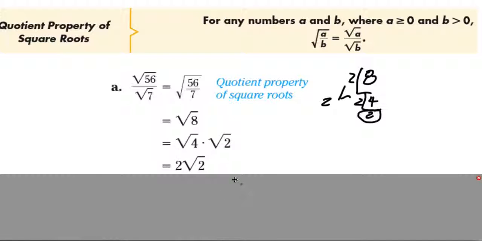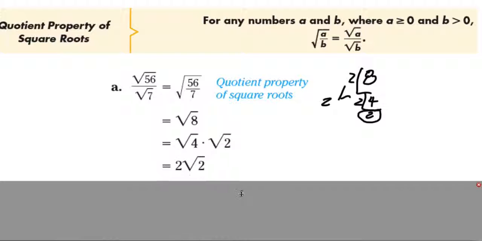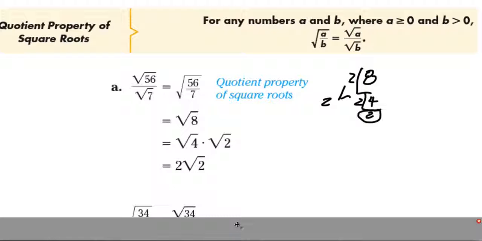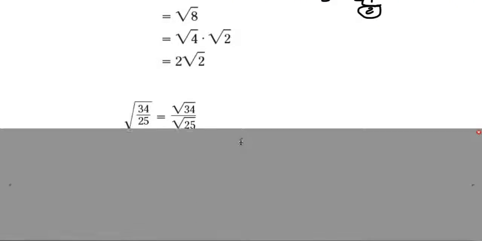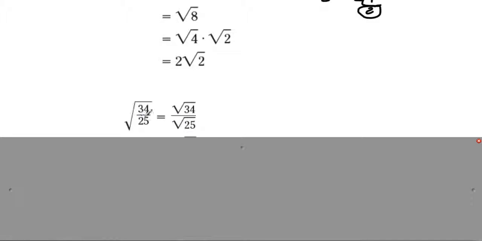Okay, and we want to simplify letter B. This is actually example 5 in your book. I don't know why I didn't write down the example. So in example number 5, you have radical 34 over radical 25.